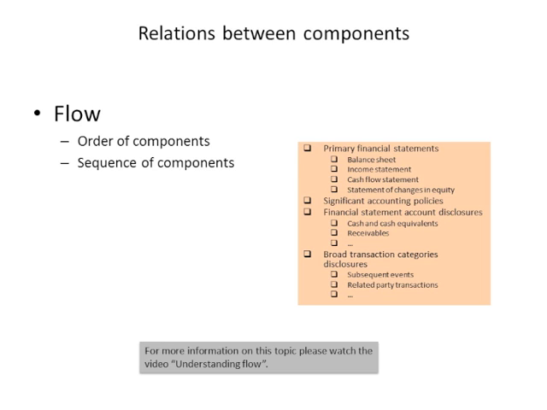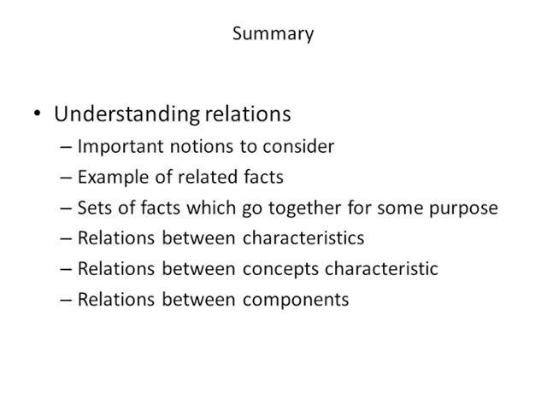And there you have it. So in summary, we talked about some important notions that you need to consider when thinking about relations. I showed you some example relations. I explained that sets of facts which go together for some purpose are called components. I showed you relations between characteristics, relations between specifically the concept characteristic, and relations between components called flow.